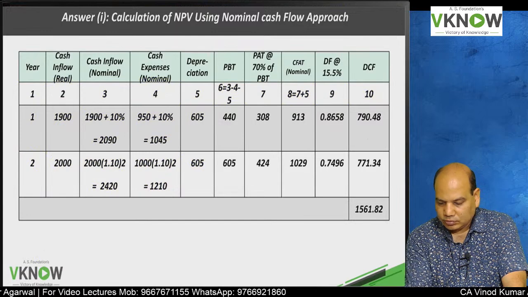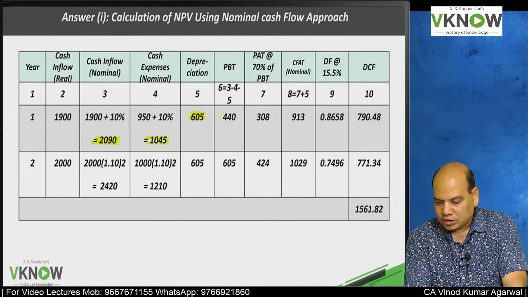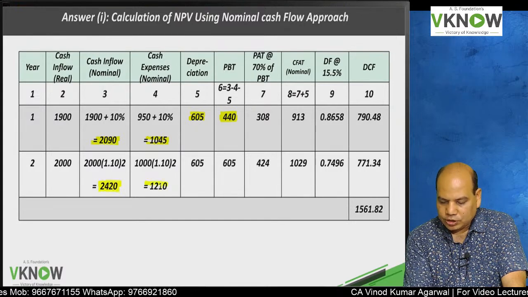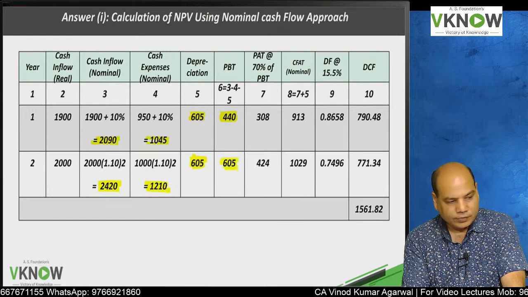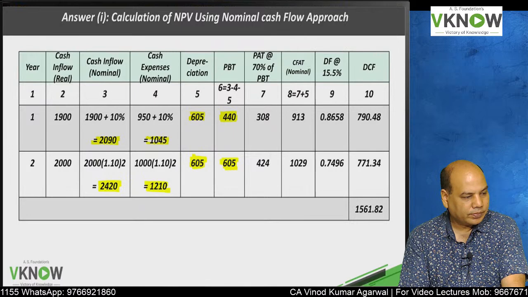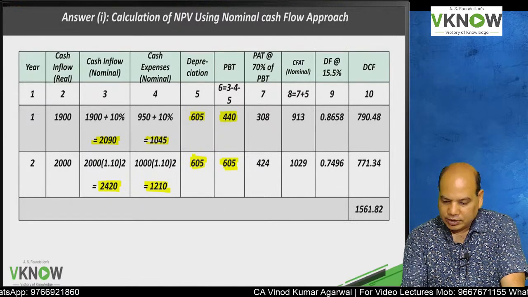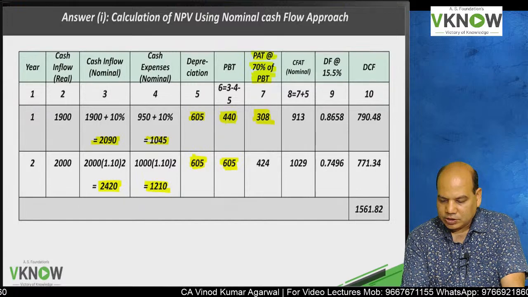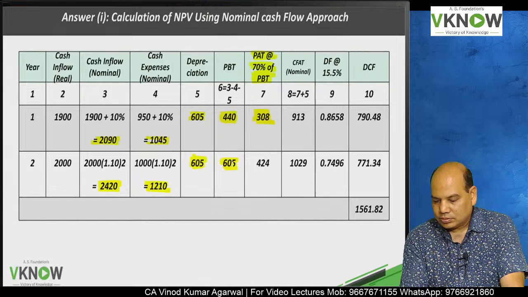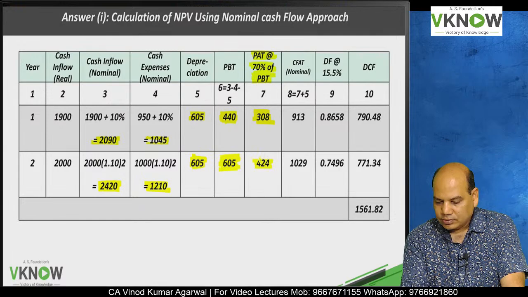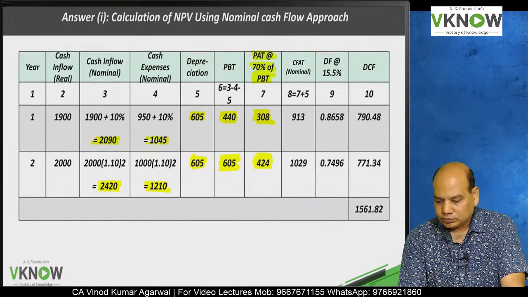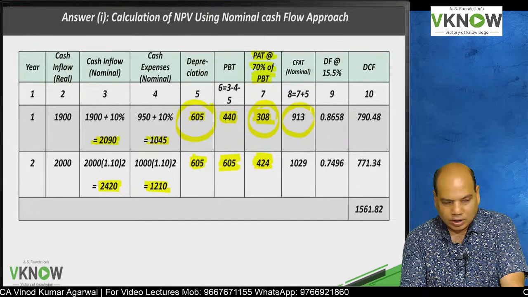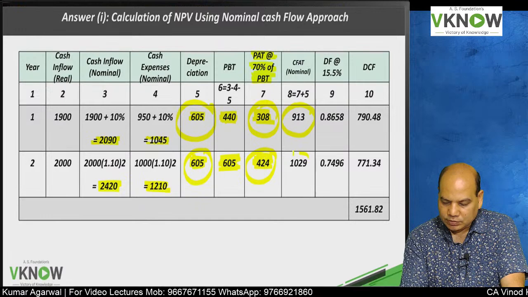Calculate PBT, inflow, outflow, depreciation. Check the answer. 450 is right. Second year 2420 minus 1210 minus 605. Please confirm, is 605 right? PBT into 70% will give you PAT. PAT is 70% of 450, 315. 70% of 605, 424. CFAT will be PAT plus depreciation, 913, PAT plus depreciation, 1029.